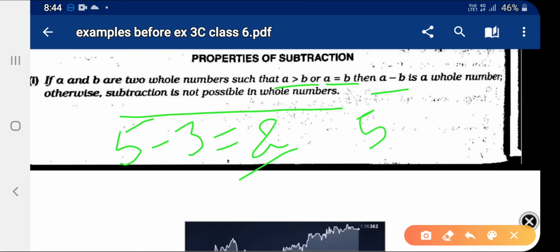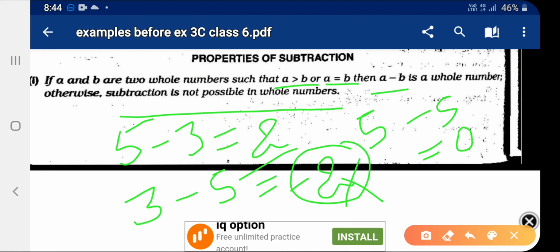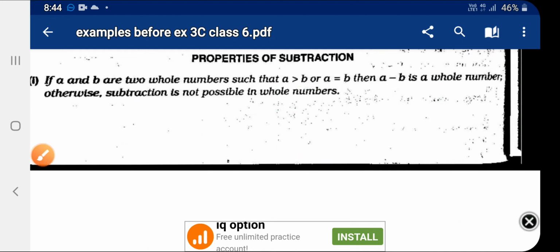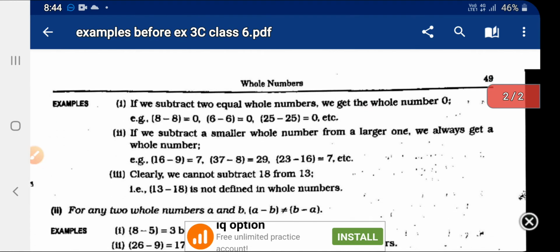You subtract 5 minus 5, you get what? 0, which is also a whole number. But when you subtract 5 from 3, what do you get? You get -2, which is not a whole number. It is an integer. Okay, remember this one thing. Now let's come to the next property.